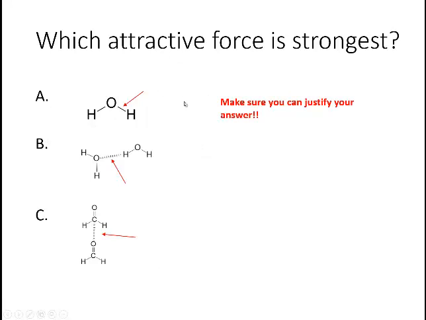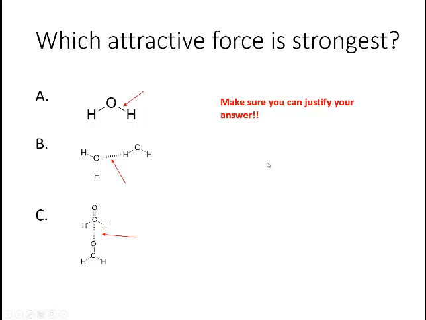I want you to tell me what kind they are, right? Are they intra or inter? And if they're inter, what kind of intermolecular attraction they are? And then which attractive force is strongest? And you should be able to justify your answer. Right, so take a minute and do that. If you need a little bit more time, you should pause the video because you should make sure you can do this before you move on.